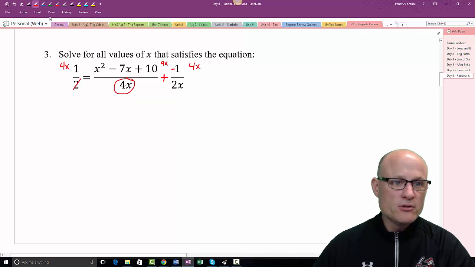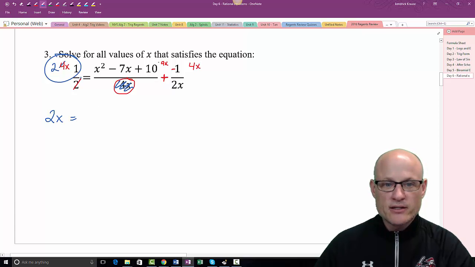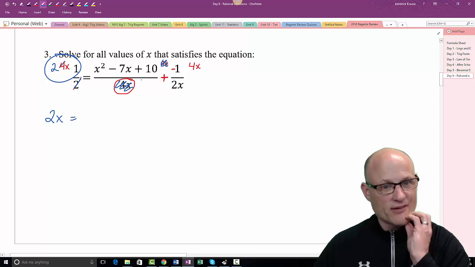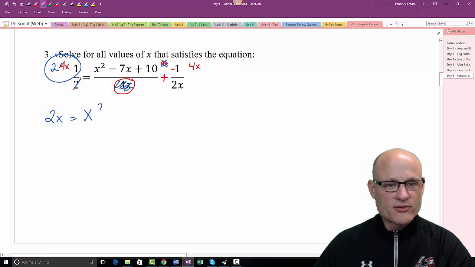Now 2 goes into 4 twice, so I got 2x times 1, so that's 2x is equal to. Now the good thing is that cancels with that. That was a 4x. It didn't look like it, but it was. x squared minus 7x plus 10. 2 goes into 4 twice, and the x's cancel. So this is just minus 2.